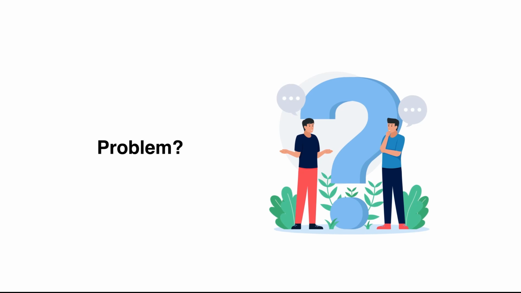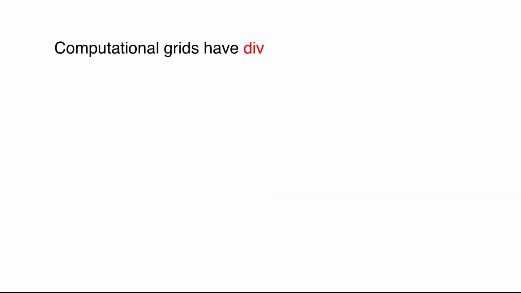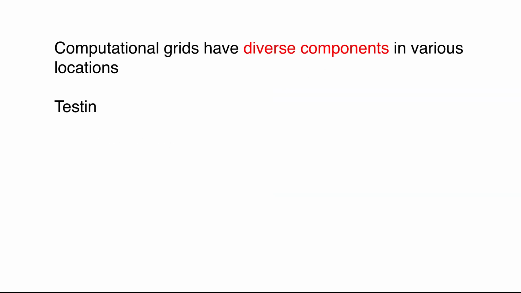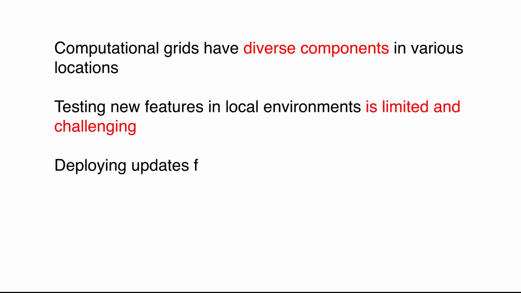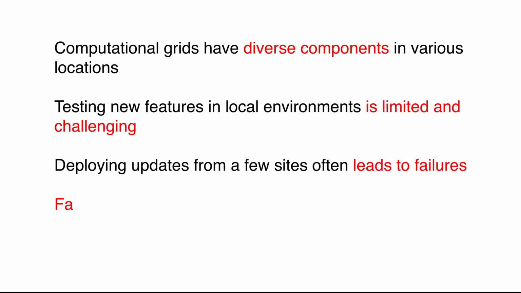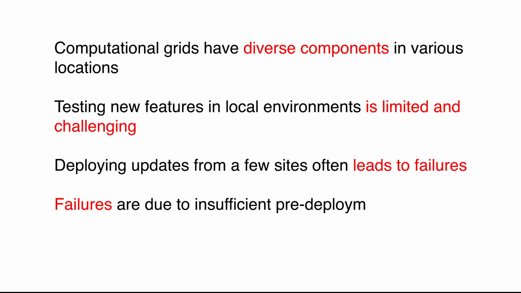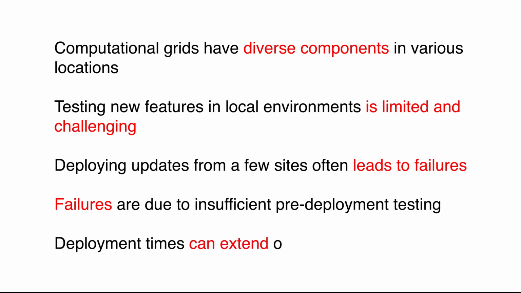Let's identify the problem here. Computational grids, with diverse components in various locations, pose challenges for testing new features in limited local development environments. Deploying updates incrementally from a few sites often leads to failures due to insufficient testing, extending deployment times over weeks, a major issue we're addressing.